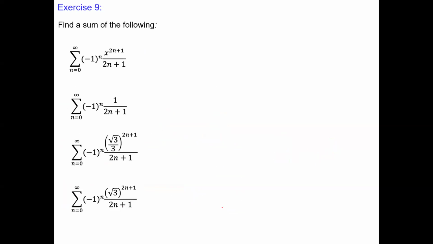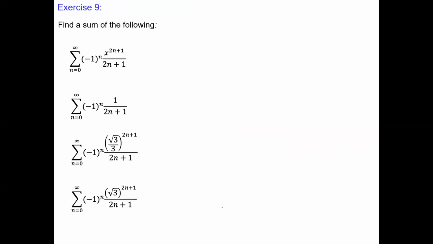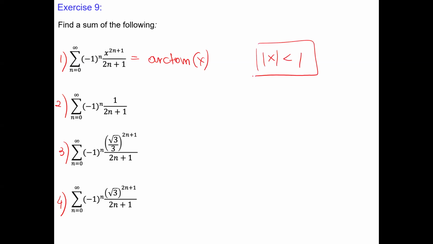Because this is the summary, but I have another one. Let's look at this one. It's from the previous session, from the previous lecture. It has odd exponents, 2n plus 1, and in the denominator we also have 2n plus 1, but we do not have the factorial. And we remember that this is arctangent of x. And this one is only good between -1 and 1.